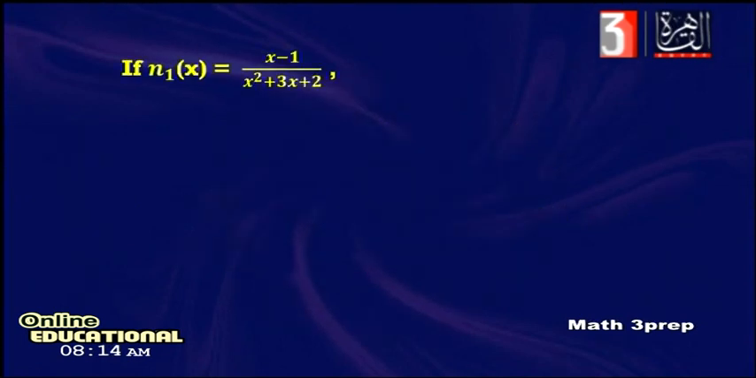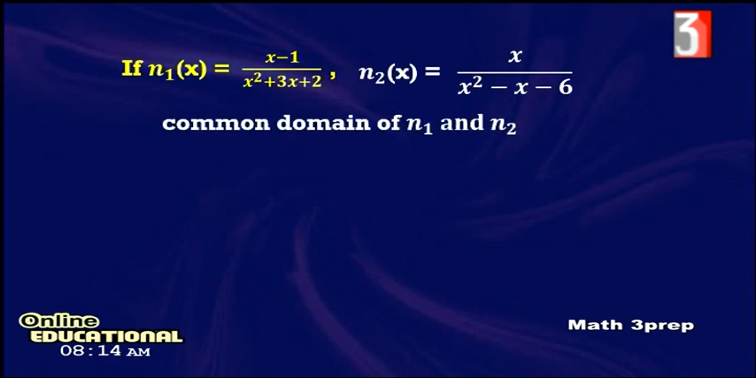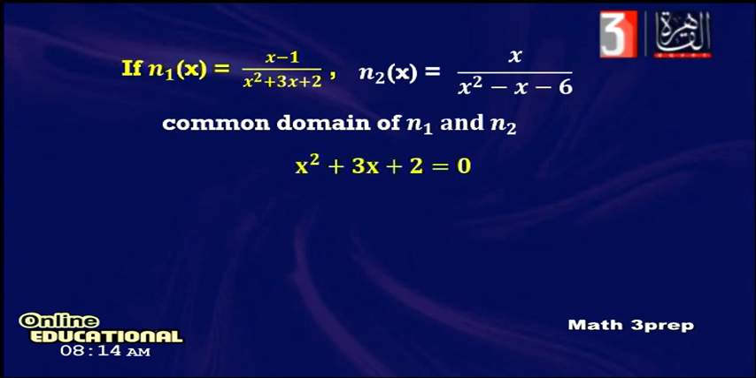Let us have an example. If n1 of x equals (x minus 1) over (x squared plus 3x plus 2), and n2 of x equals x over (x squared minus x minus 6), find the common domain of n1 and n2. At the very beginning, we are going to divide this problem into two separate problems. The first part is to find the domain of n1 of x. Yes, it is R minus the set of zeros of the denominator. So try to find the denominator, x to the power of 2 plus 3x plus 2 equals 0. Try to find its set of zeros.